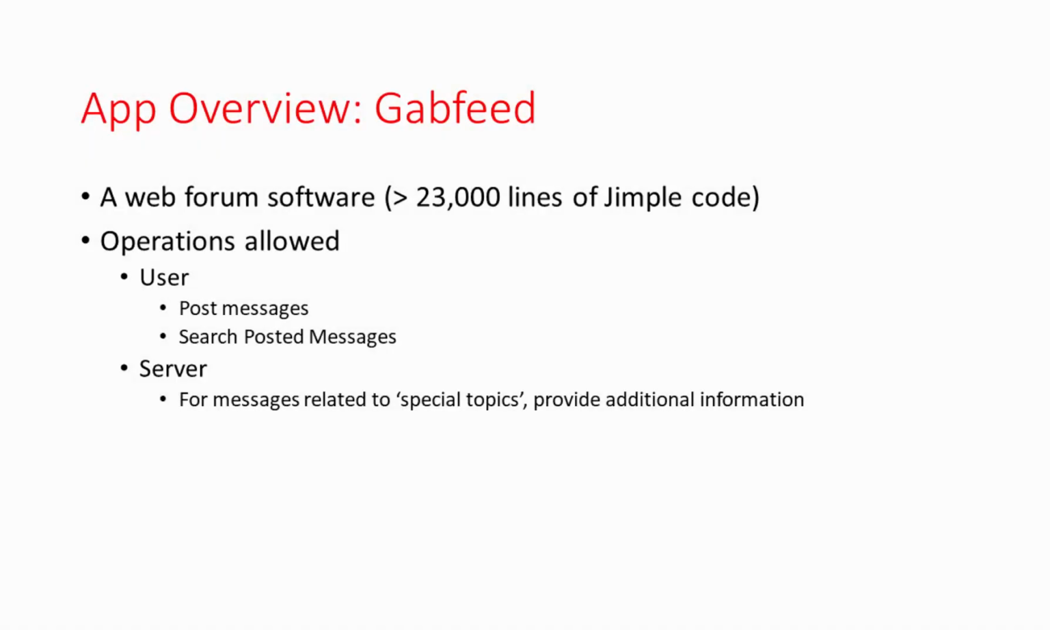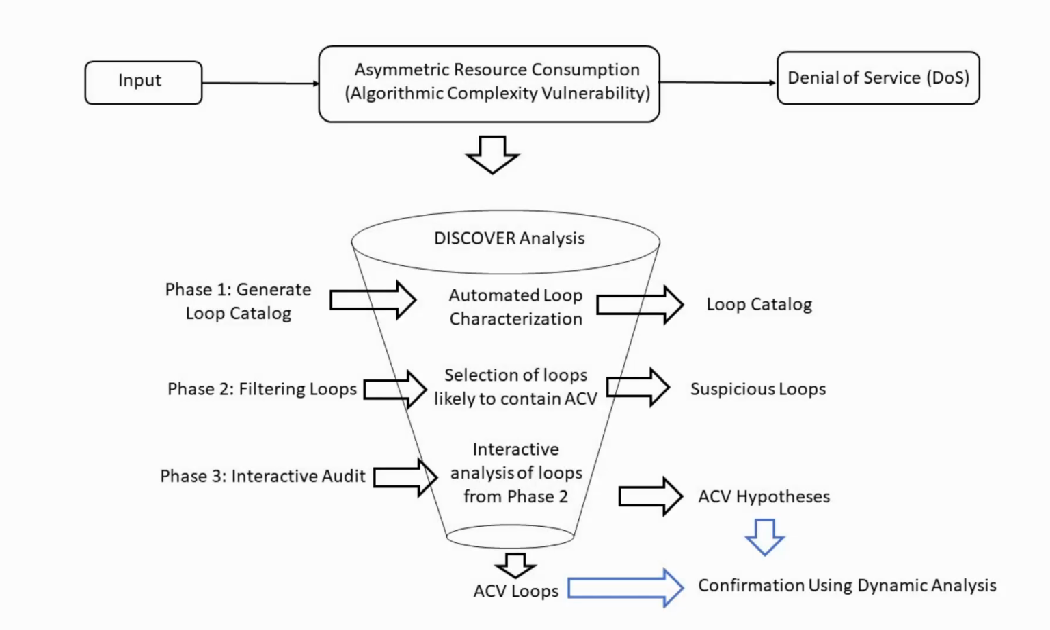Since we do not have access to the source code of the application, we will perform our analysis on the compiled Java bytecode. The code consists of more than 23,000 lines of bytecode when translated to the Jimple intermediate representation. Our analysis strategy will be to use Discover to automatically catalog and characterize all of the loops in the application. We will then iteratively filter the loops to loops that are likely to contain an exploitable algorithmic complexity vulnerability. Finally, we will perform an interactive audit of the loops identified to confirm our hypothesis of the vulnerability.